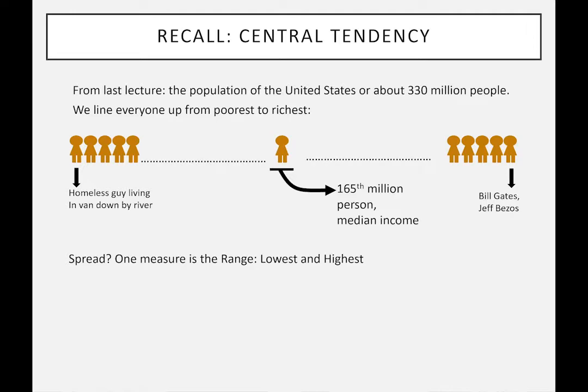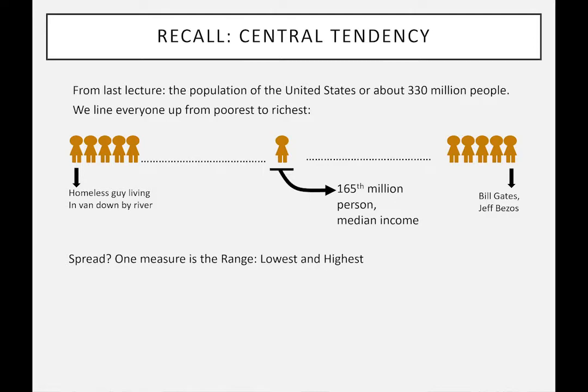But what we want to do with the spread is measure how spread out these numbers are. One measure, obviously, is the range. We could go to the poorest person, and then go to the highest income, and that would give us a measure of the range. Of course, the median does give a bit of a sense of it too, because we know that half of the population is on one side and half the population on the other side.